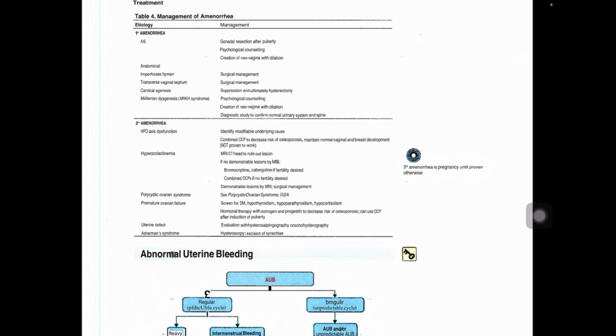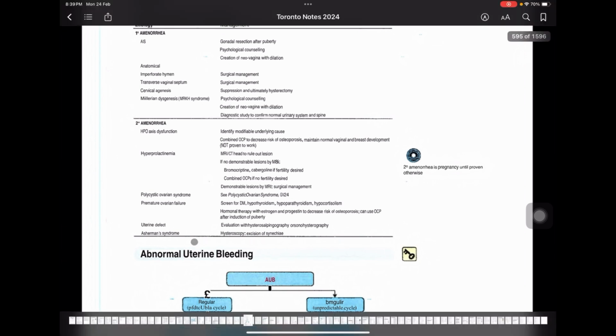If there is a uterine defect, you have to do an evaluation with hysterosalpingogram, where they put dye and a camera in the uterus to look at the structure. Asherman syndrome is where there is fibrous attachment within the uterus, from fibrosis. So you need to do hysteroscopy and excision of synechiae.